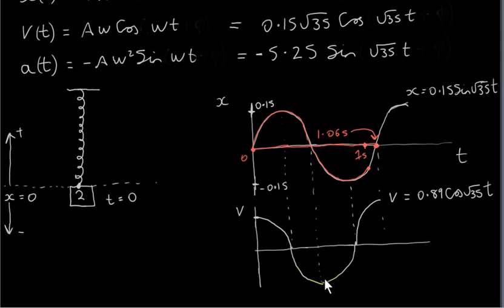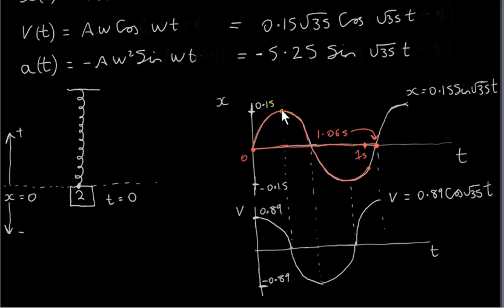Here is a rough sketch of the velocity against time. The velocity is 0.15 times root 35 cos root 35t. To 2 decimal places, 0.15 times root 35 is 0.89. So the amplitude for the velocity is 0.89. So the range of the velocity function is from minus 0.89 to plus 0.89.